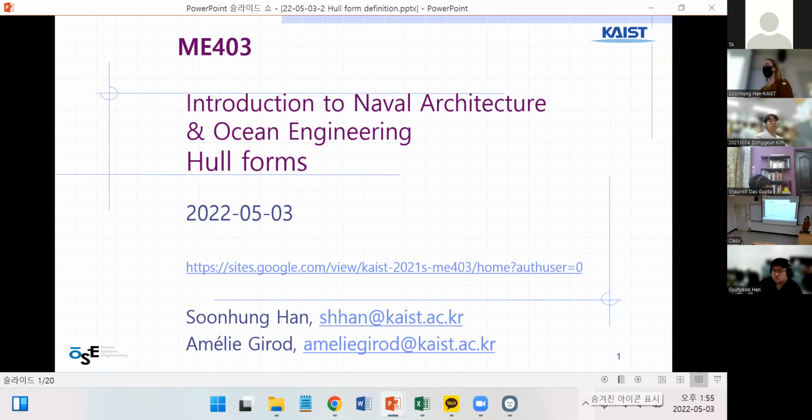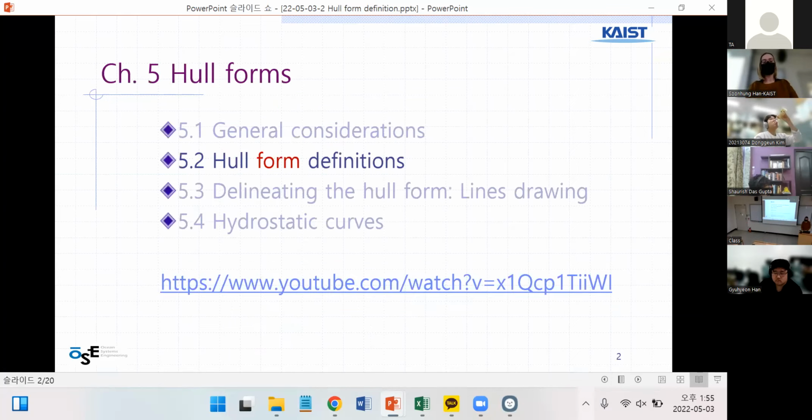Okay, so to continue the course, today we're gonna talk about hull form definitions. To begin with, I have a small question: are you familiar with the different types of hulls? Do you know which shapes they can have? Nope, no one? I have no idea if you know what the hull is.